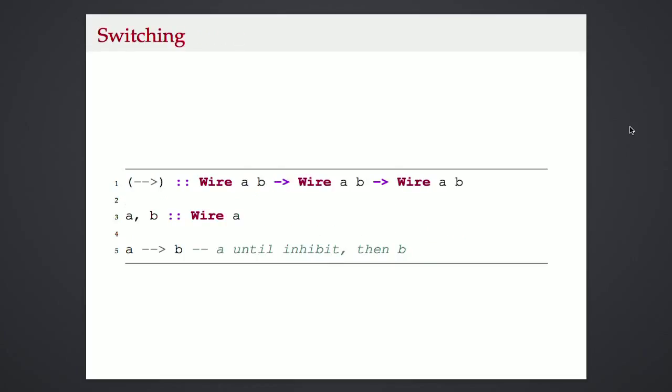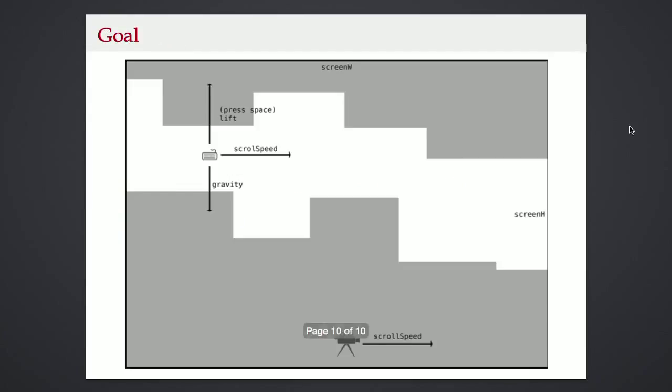This is the switching mechanism we saw. This is a type that should be wire A to A, but given two wires of the same type, it will produce a wire of the same type. The way we read this, this wire combined will behave as A until A inhibits, at which time this arrow will behave as B. And if B eventually inhibits, the entire wire will inhibit. So we will use this to build this very stupid little game.